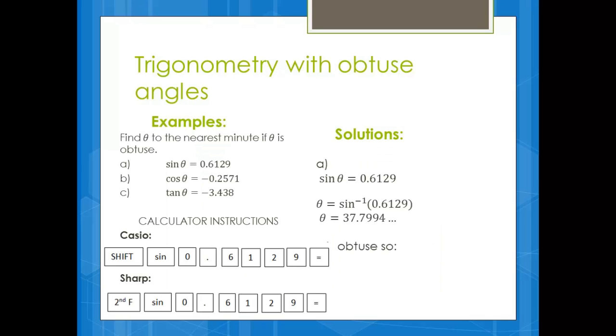Since theta is obtuse, we need to take the supplement of this angle, so we subtract 37.7994 from 180 degrees, giving an angle of 142 degrees and 12 minutes to the nearest minute.